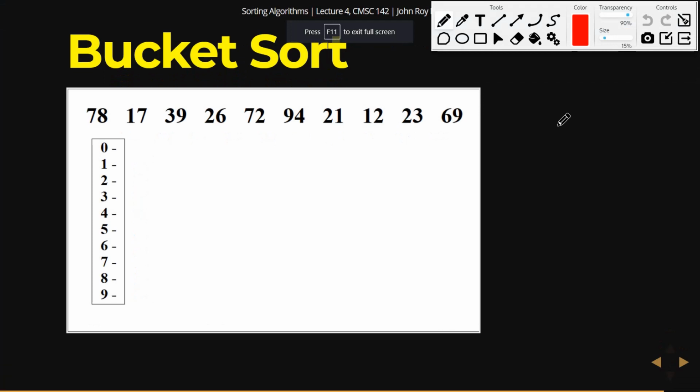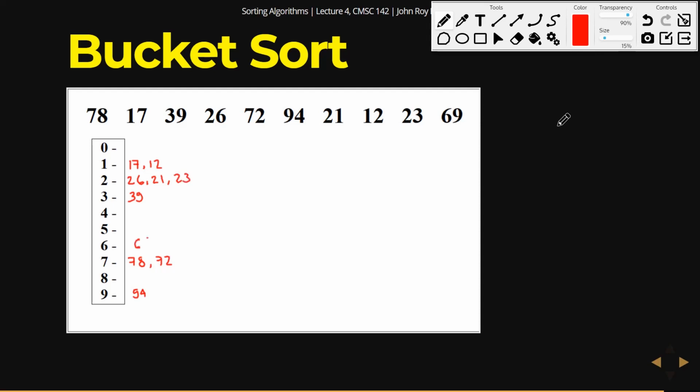Let's say that the range of items is from 0 to 100, and so we'll use the tens as the buckets. For 78, that would be in the sevens. For 17, that would be here. For 39, it would be here. For 26, it would be here. For 72, that would be here. For 94, it would be here. For 21, it would be here. For 12, here. For 23, here.